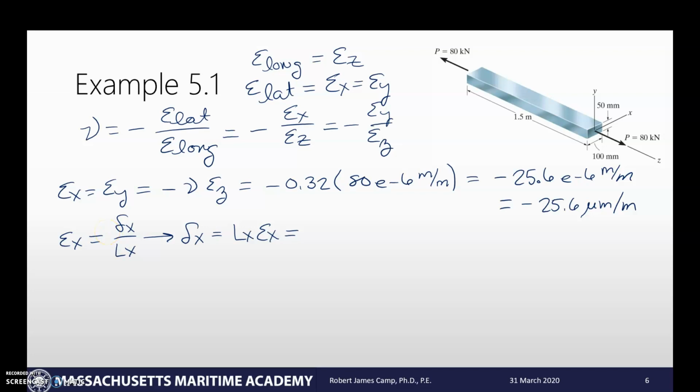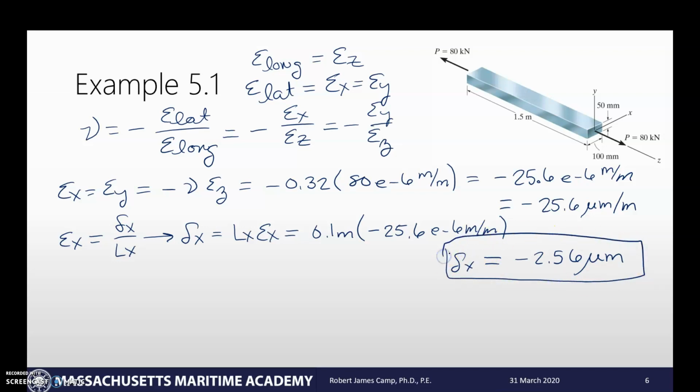So what do we have? We have the length in the x direction. In the x direction, we're looking at 100 millimeters, so 0.1 meters. We're going to multiply it by the strain, which is negative 25.6 times 10 to the negative 6 meter per meter. And so once I put all of that together, bash it in my calculator, my x direction dimension is going to shrink by negative 2.56 times 10 to the negative 6 meters, or negative 2.56 microns. So that will be the deformation in the x direction.